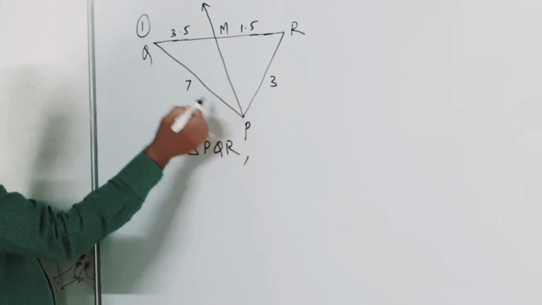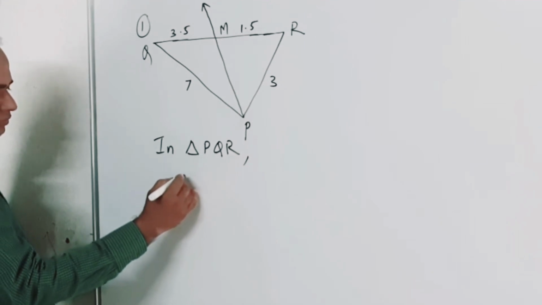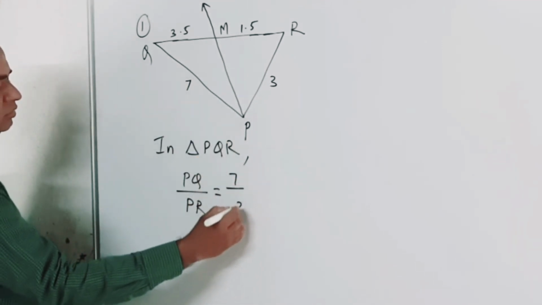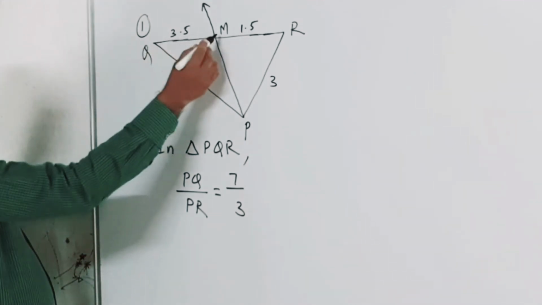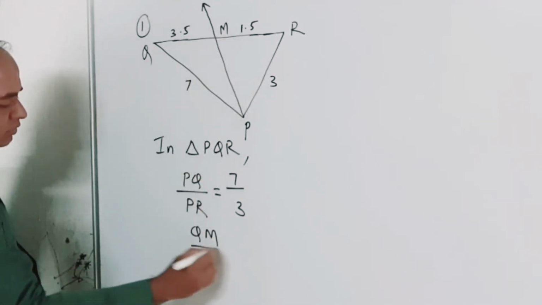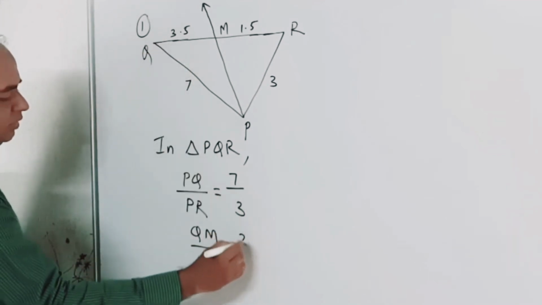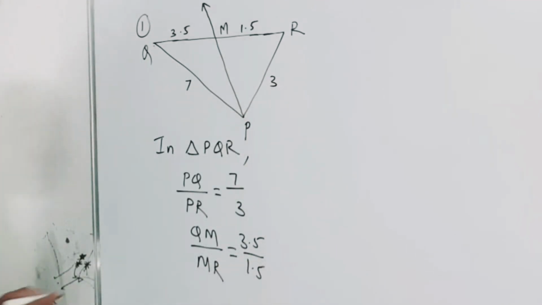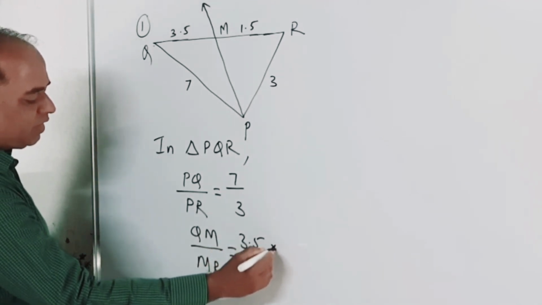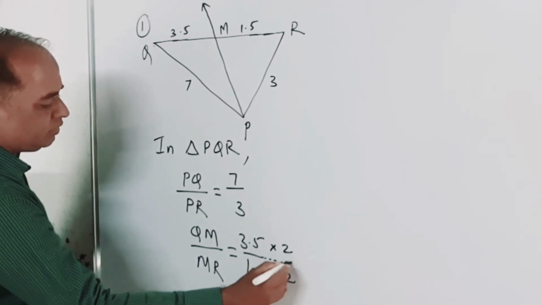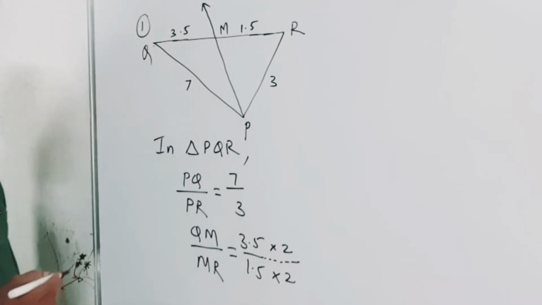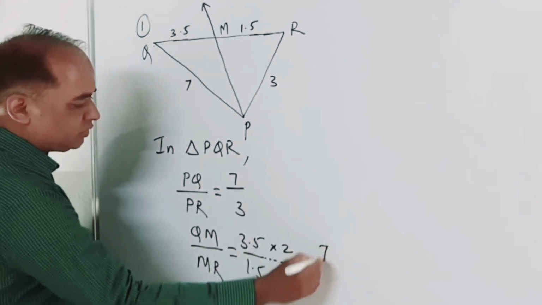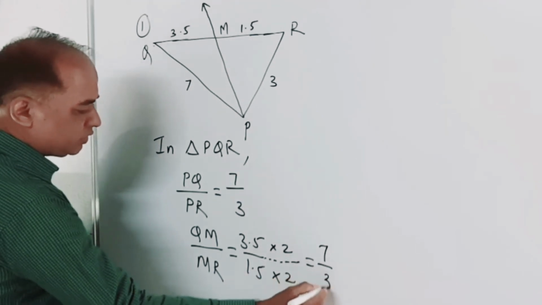So here PQ upon PR is equal to 7 upon 3, and QM upon MR is equal to 3.5 upon 1.5. For this ratio we can multiply both numerator and denominator by 2. If you multiply or divide both parts of a ratio by the same number, the value does not change. So 3.5 into 2 is 7, and 1.5 into 2 is 3.